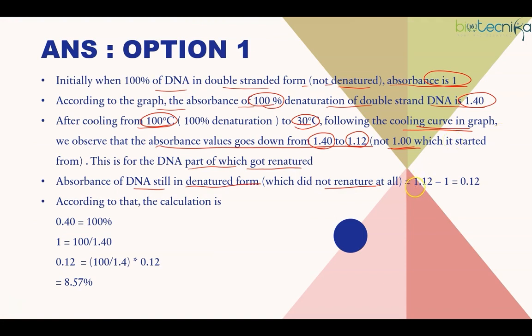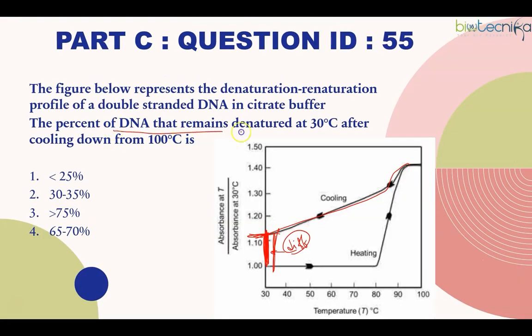So that is 1.12 minus 1. Minus 1 is where all of it was in double stranded form. This is how much came down after renaturation. That means the difference is still in denatured form. This is the amount you are supposed to find out, because the question is asking the percent of DNA that remains denatured at 30 degrees centigrade after cooling down from 100 degrees C.